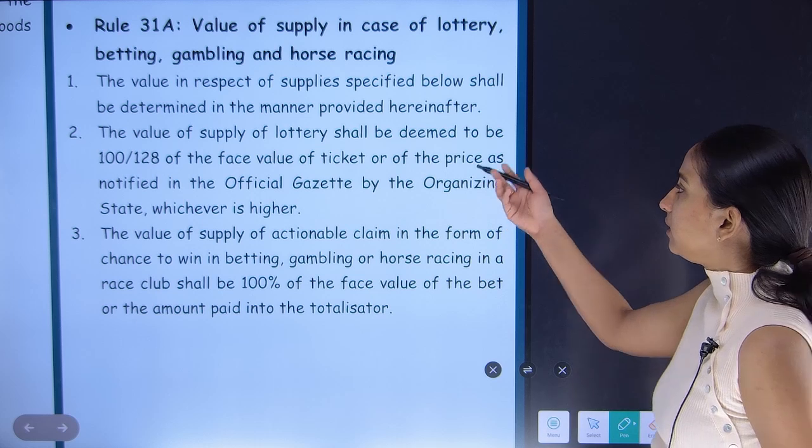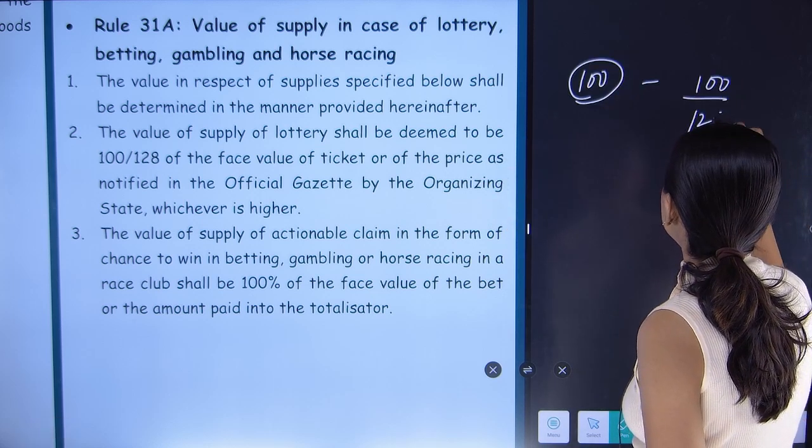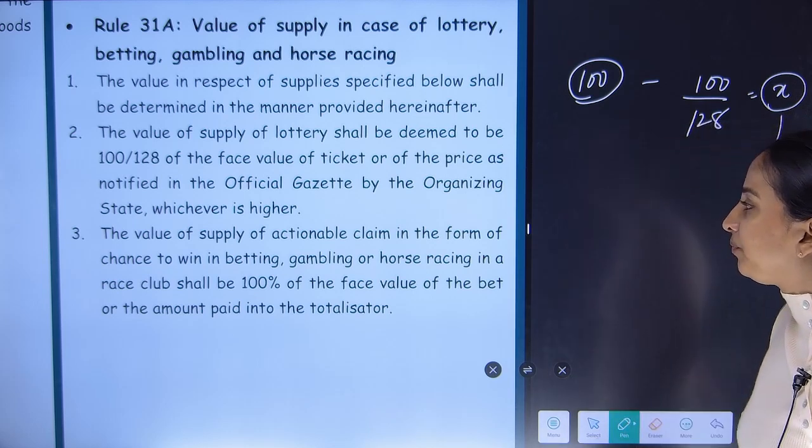So next, value of supply in case of lottery betting gambling. So they're saying, let's say your lottery ticket is 100 rupees. What will be the value of supply? You do 100 divided by 128. This figure, what you get, this will be your value of supply. That's all.